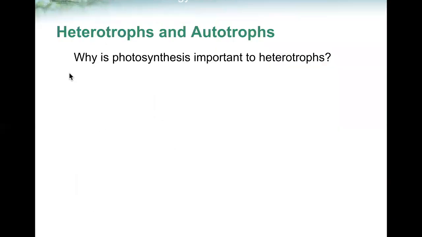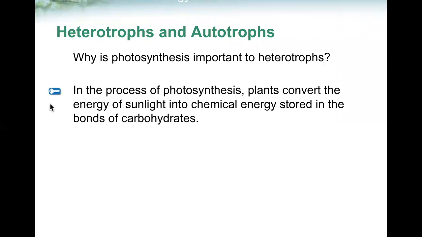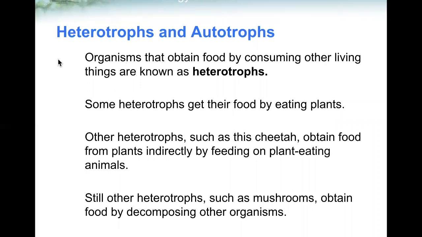Why is photosynthesis important to heterotrophs? In the process of photosynthesis, plants convert the energy of sunlight into chemical energy stored in the bonds of carbohydrates. Organisms that obtain food by consuming other living things are known as heterotrophs. Some heterotrophs get their food by eating plants. Other heterotrophs, such as the cheetah, obtain food from the plants indirectly by feeding on plant-eating animals. Still other heterotrophs, such as mushrooms, obtain food by decomposing other organisms.